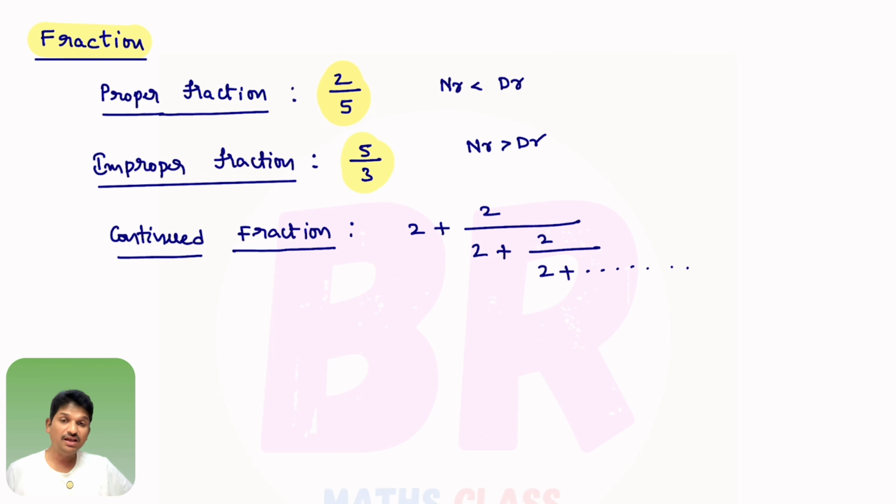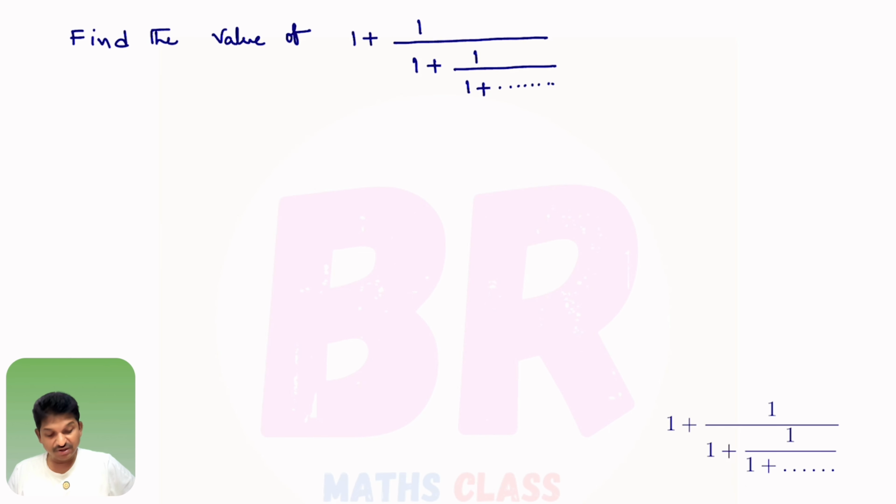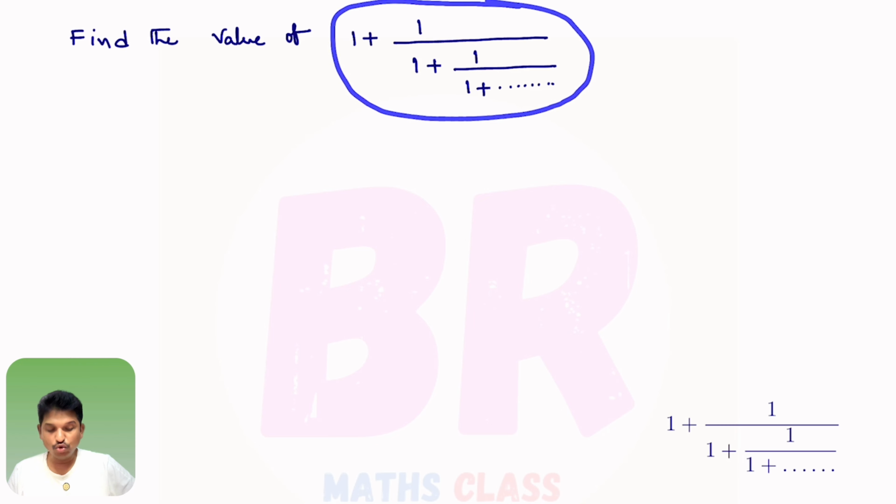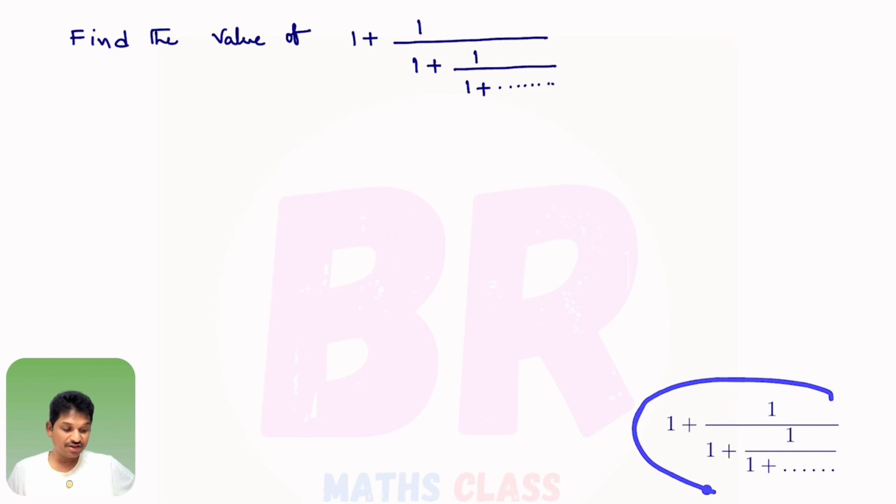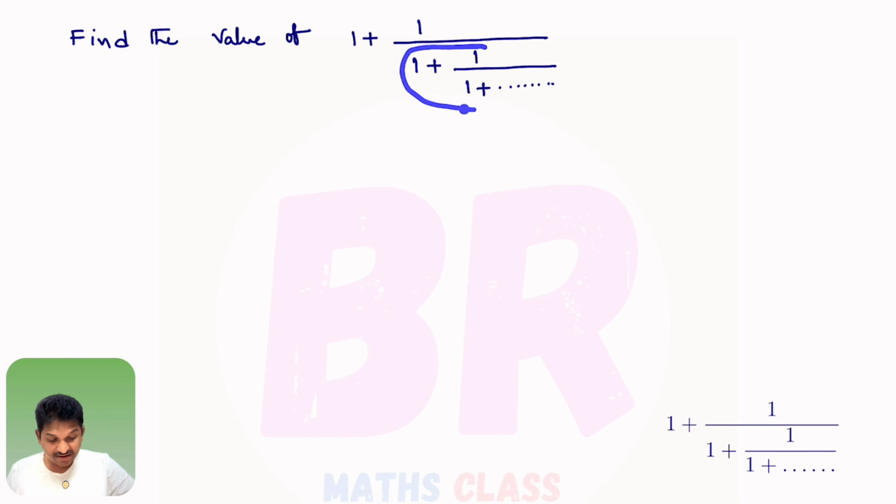How will we calculate this value? We'll take one problem related to this. You observe this. This is the continued fraction. How to find this value? Here you need to observe where it is continuously repeating. It started with 1 plus. You look here, this is the repeated part: 1 plus 1 divided by 1 plus, repeating like this.